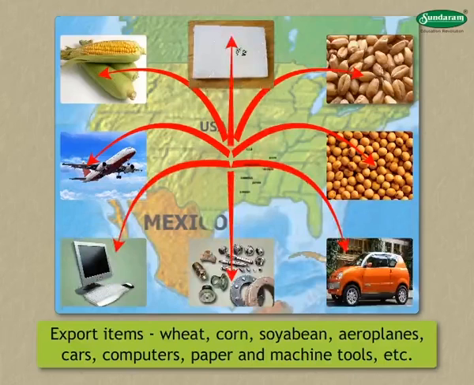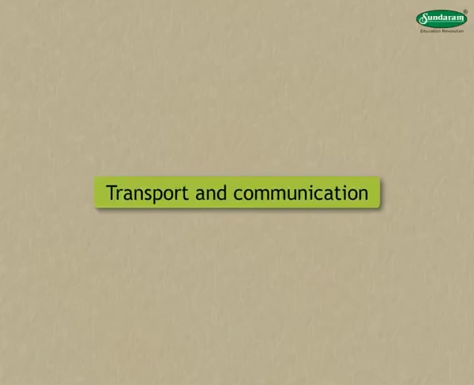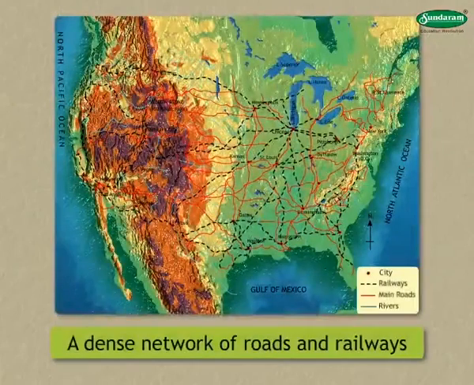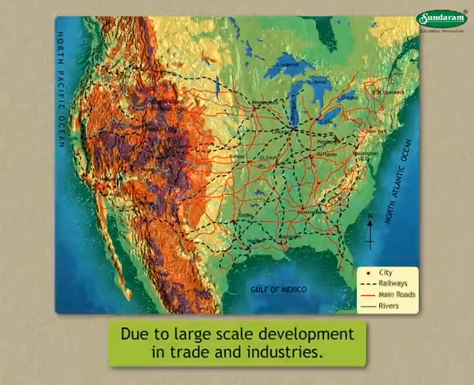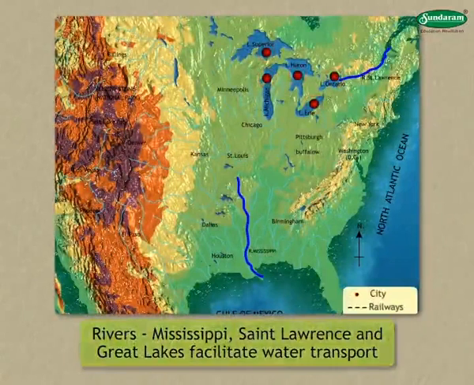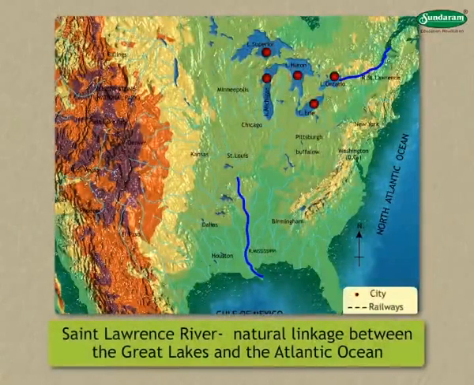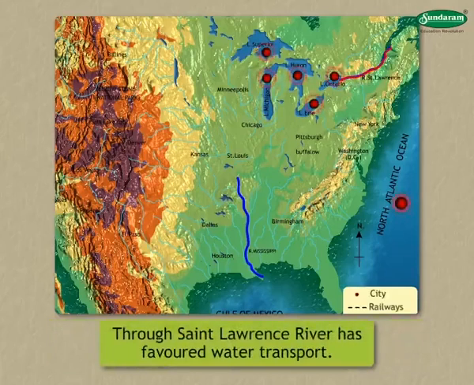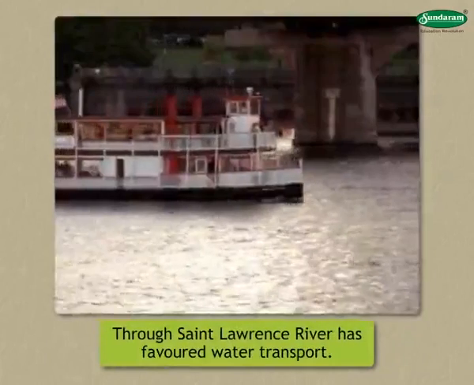Transport and communication. See this map. A dense network of roads and railways has been developed in the country due to the large-scale development in trade and industries. Rivers like Mississippi and St. Lawrence, as well as the Great Lakes, facilitate water transport. The natural linkage between the Great Lakes and the Atlantic Ocean through St. Lawrence River has favored water transport.